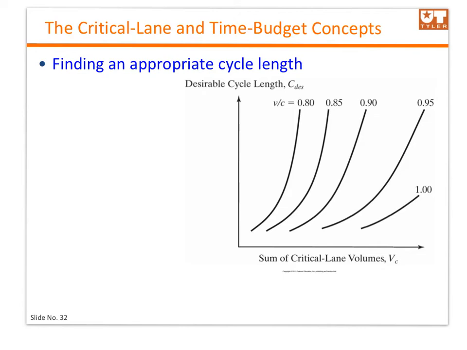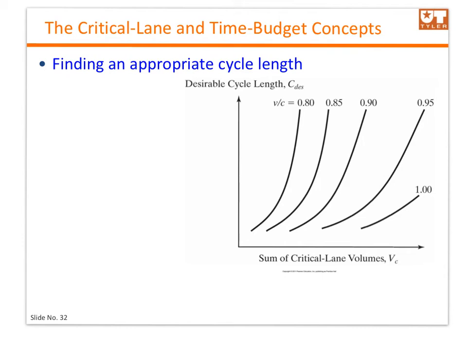If we are increasing the sum of critical lane volumes, let's pick a certain V over C, let's pick 0.9. And now if I'm increasing the sum of critical lane volume from this much to that much, that means I have to increase the desirable cycle length. The desirable cycle length is going to keep increasing if I really want to improve the critical lane volume.